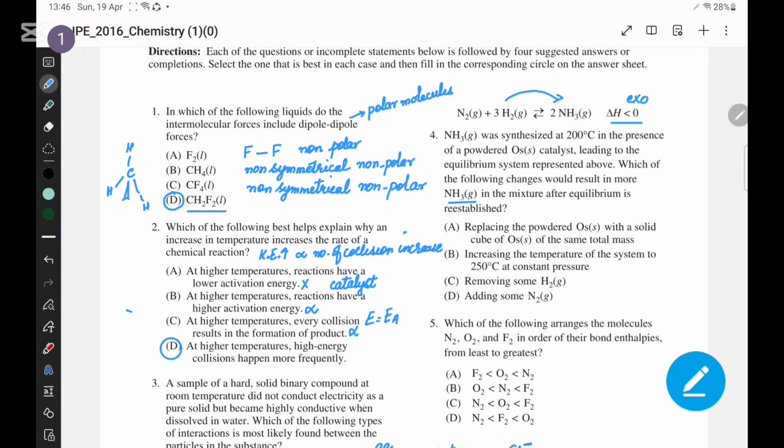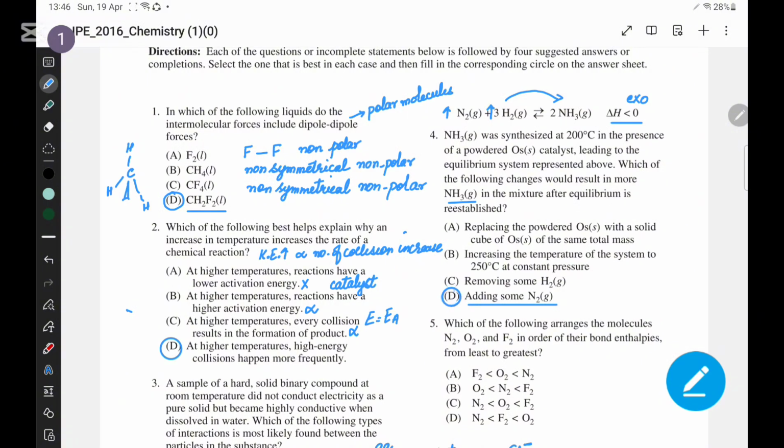That can be achieved in what ways? Either you increase the quantity of N2 or you increase the quantity of H2, then according to Le Chatelier's principle, the equilibrium will shift towards the right hand side. And here you can see the option that adding some N2 would shift the equilibrium towards the right hand side and more NH3 would be produced.